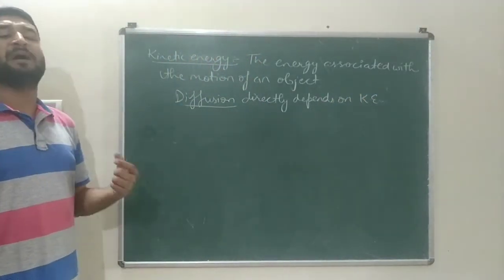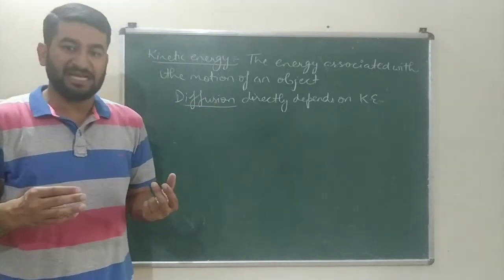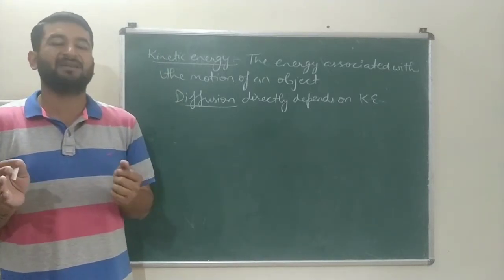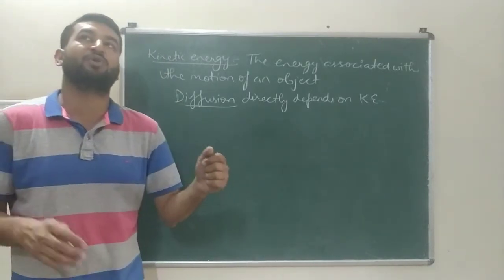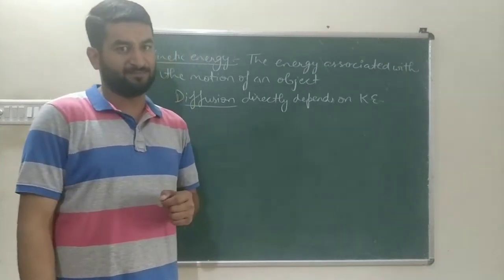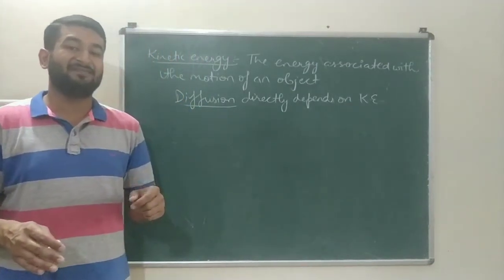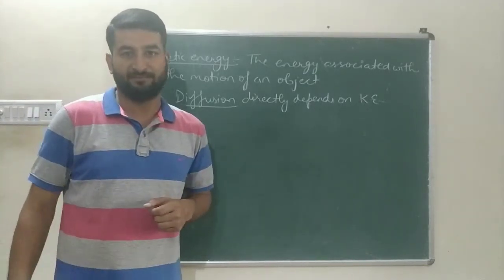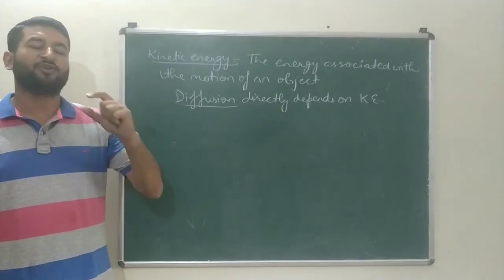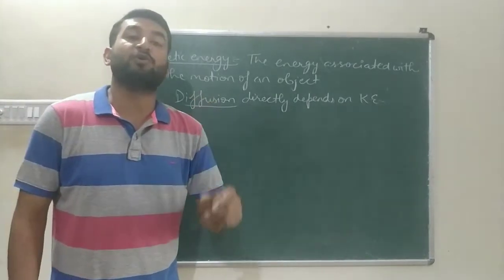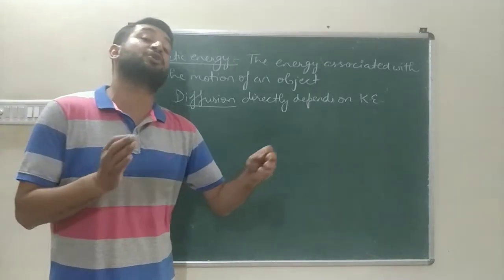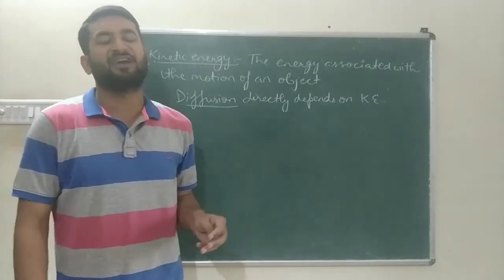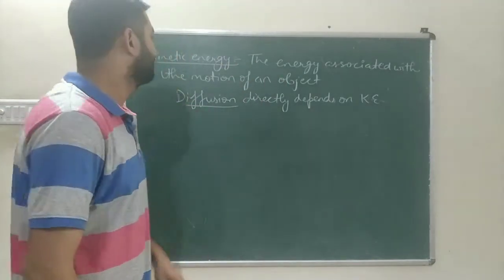How? If the particles have more kinetic energy, then their diffusion rate is more. They diffuse very easily. They can move from their higher concentration to their lower concentration very easily. But if certain particles have less kinetic energy, then those particles do not move easily. They diffuse very slowly. So kinetic energy is directly related to diffusion. If kinetic energy is high, diffusion is more. If kinetic energy is less, diffusion is less.